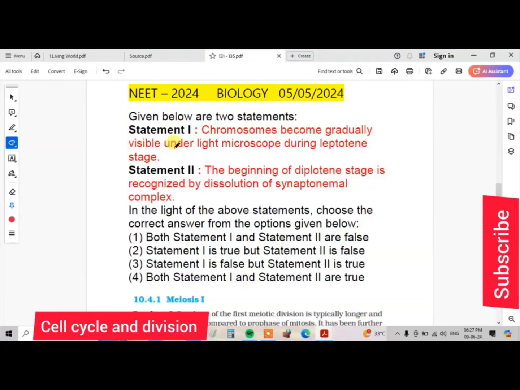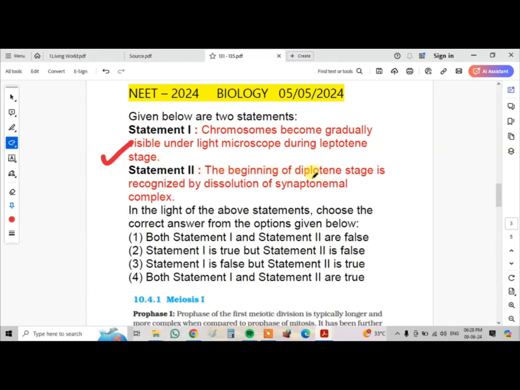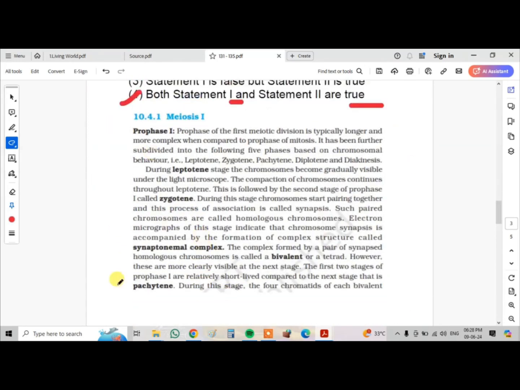Chromosomes become gradually visible under the light microscope during the leptotene stage, and statement 1 is correct. Now 2, the beginning of the diplotene stage is recognized by dissolution of the synaptonemal complex, and it is also true. So both 1 and 2 are correct. Option 4. And we can see the topic from the chapter known as cell cycle and cell division.